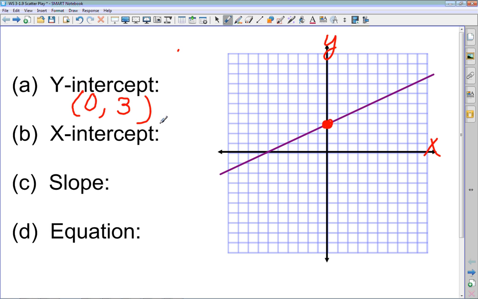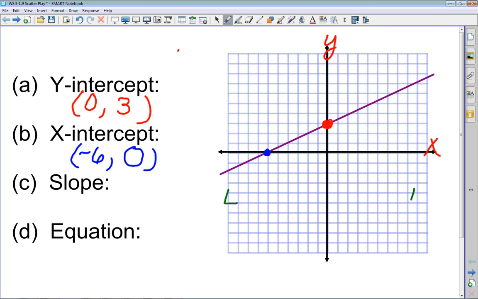0, 3. My X-intercept, well, there's going to be a number in the X, and in the Y there is 0. So I go on the X-axis right here, and I put a dot. 1, 2, 3, 4, 5, 6. This is -6, 0.